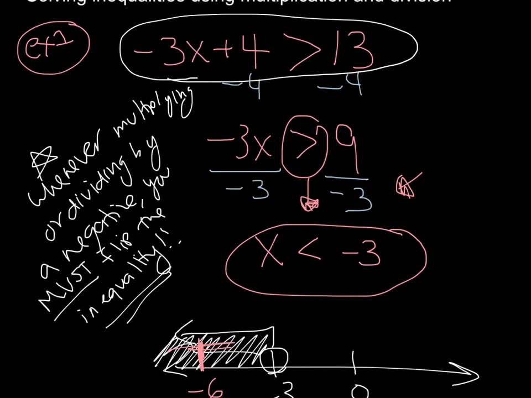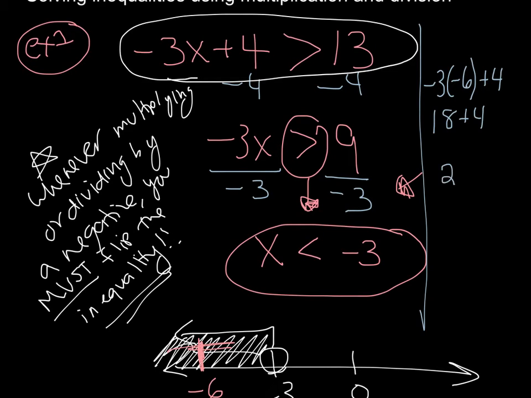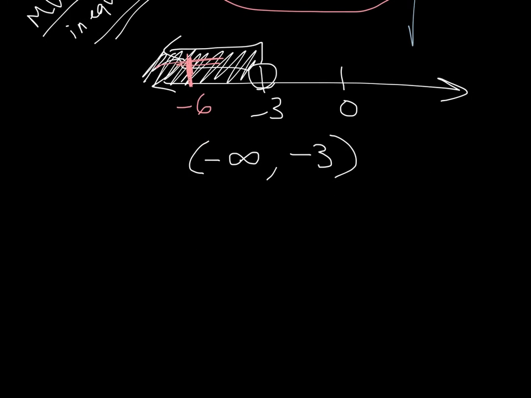Okay, so let's see if I have room here. Negative 3 times negative 6 plus 4 is on the left side. So that gives me positive 18 plus 4, which is 22. Is 22 greater than 13? Yes, and it works. So if we hadn't flipped the inequality, it would not have worked. Okay, so negative 6 works. We're all good.